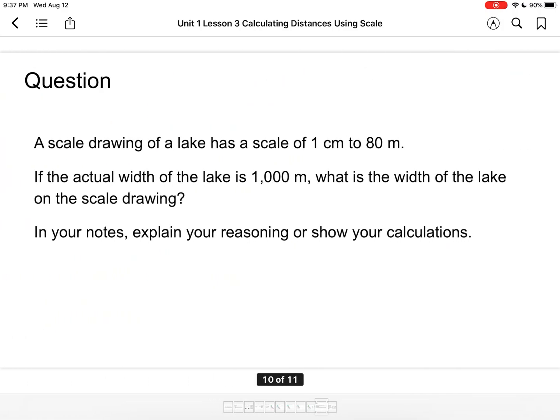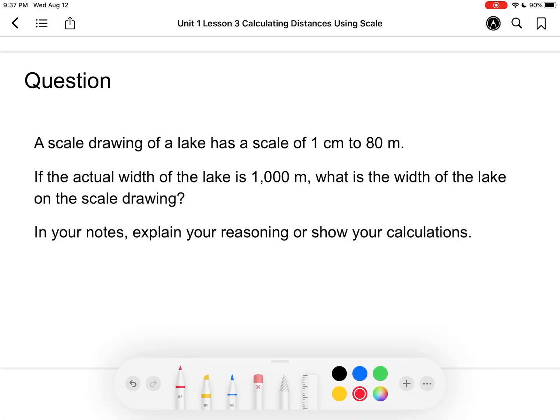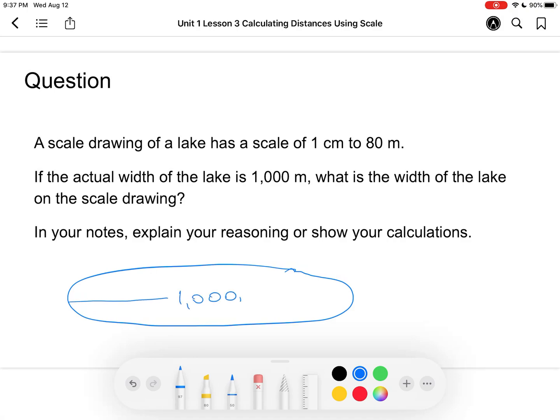Okay, so here's a question for you. A scale drawing of a lake has a scale of 1 centimetre to 80 metres. And if the lake is actually 1,000 metres wide, what is the width of it in your scale drawing? So something really good to do when you get a problem like this is to draw a model to represent the problem. So here we have a lake and it's 1,000 metres wide across there. And the scale is 1 centimetre to 80 metres.